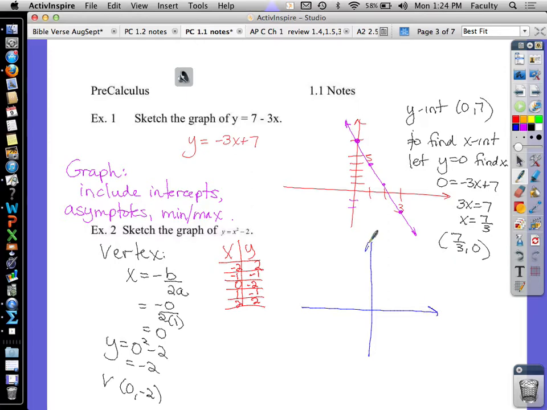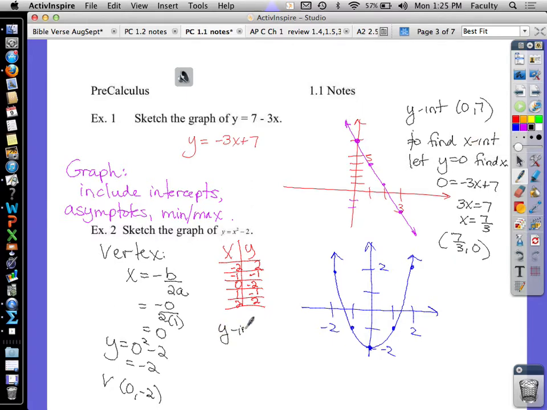And let's make a quick sketch. I have my vertex is 0, negative 2. I have 1, negative 1, 2, 2. So remember, this is a parabola. Now, what I told you in example 1 is on all our graphs from this moment forward, we're going to include intercepts, asymptotes, min-max values.